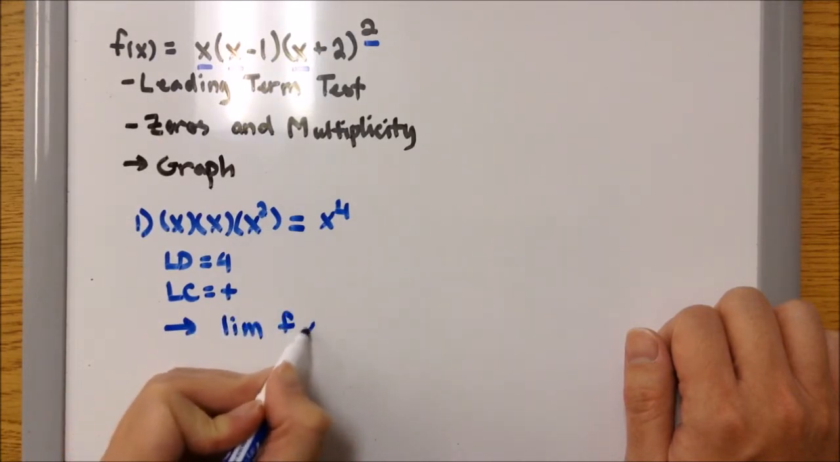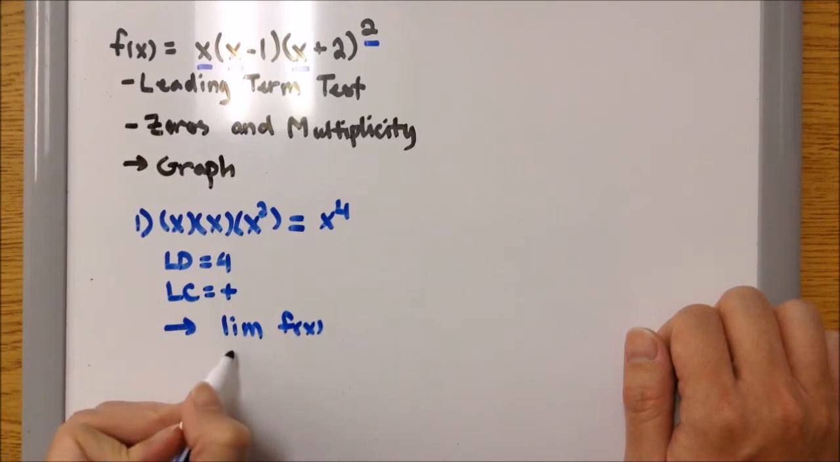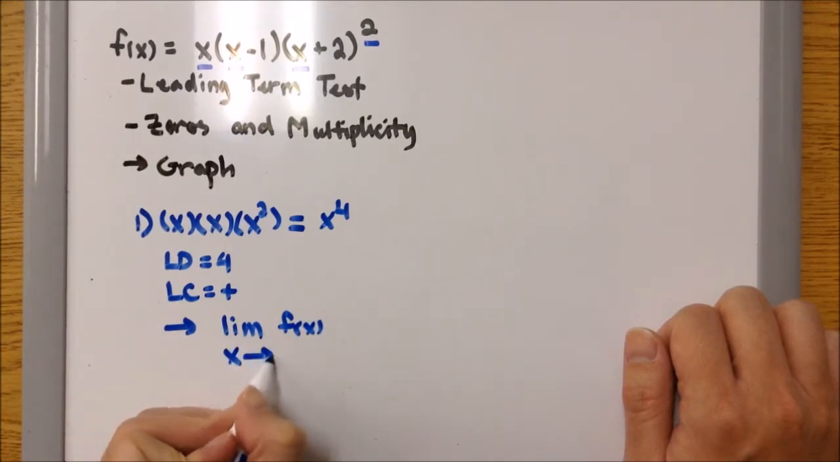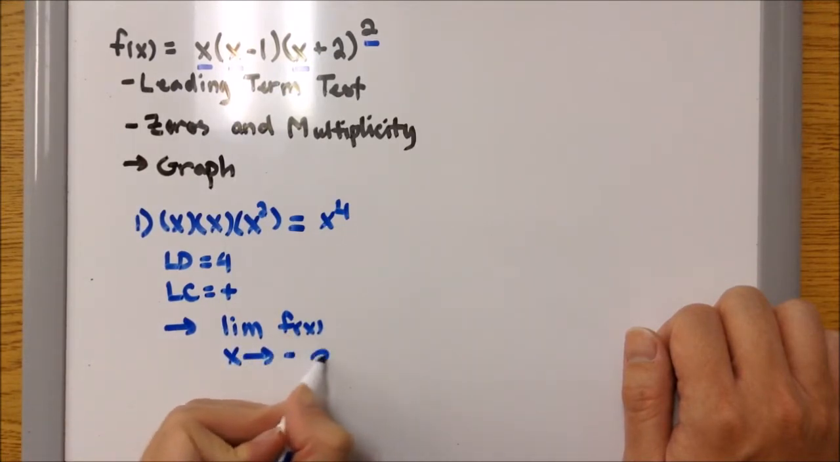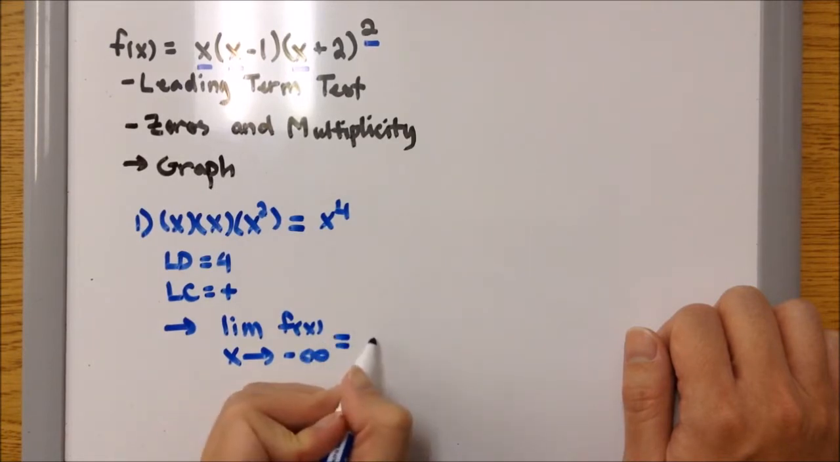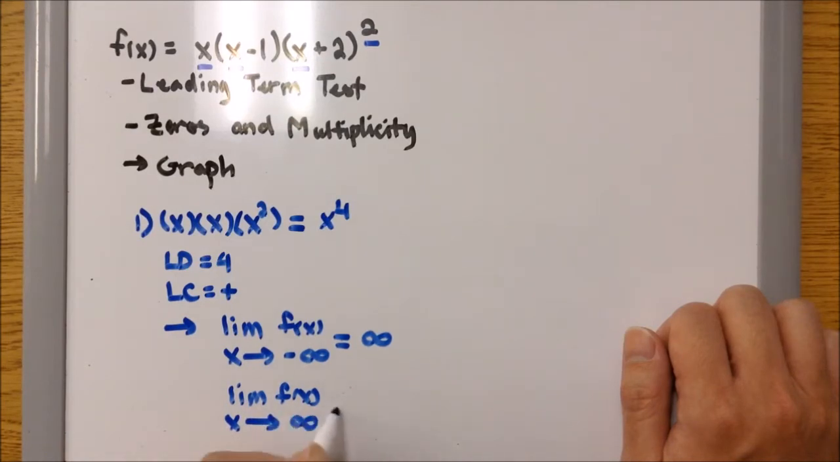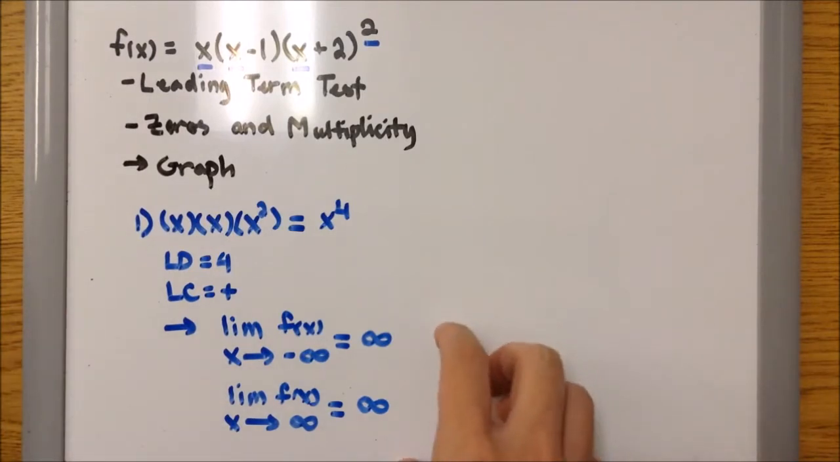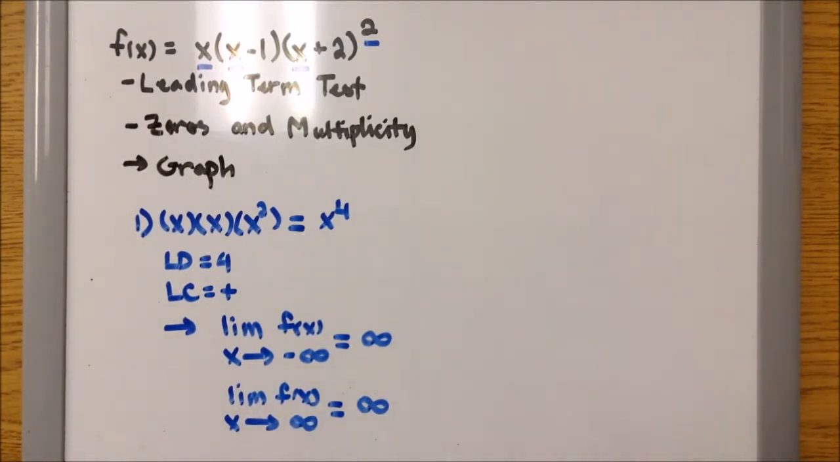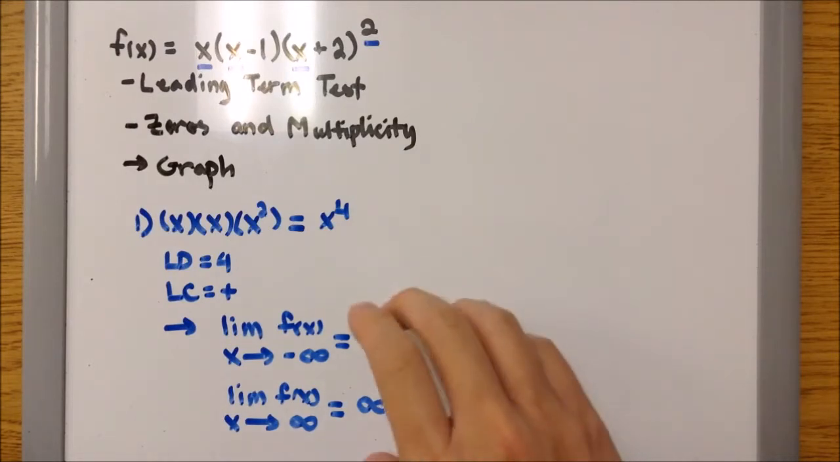of f of x. So say I do the left side, so x approaches negative infinity, that will equal infinity. And then limit of f of x, now the right side, so x approaches infinity, will also equal infinity. So this information I got from the chart I memorized from the first video, 2.2a. So here's the end behavior.